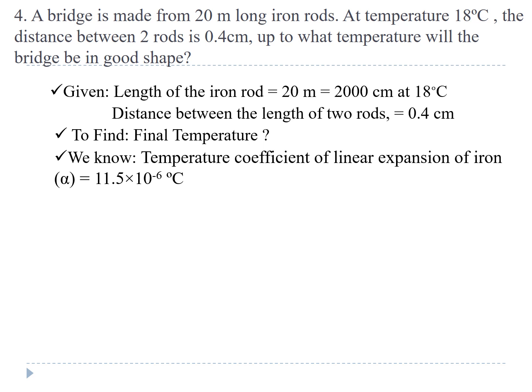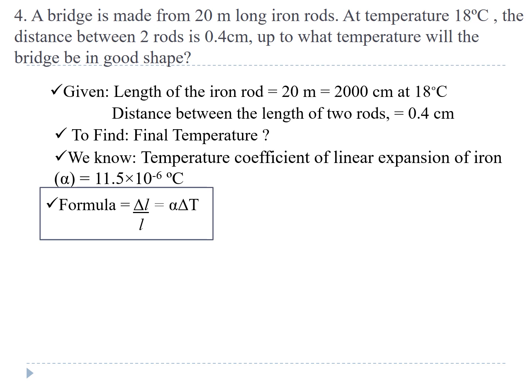Okay. Now we are going to write the formula. Formula is delta L divided by L is equal to alpha delta T. Now this is what we have done in the previous class. We learnt about how we have got this. Okay. So this is a formula that we are going to be using. What are we going to do? We are going to only substitute the given values.